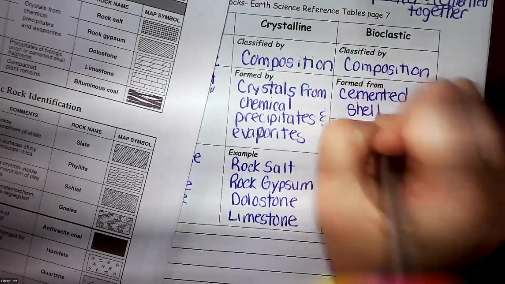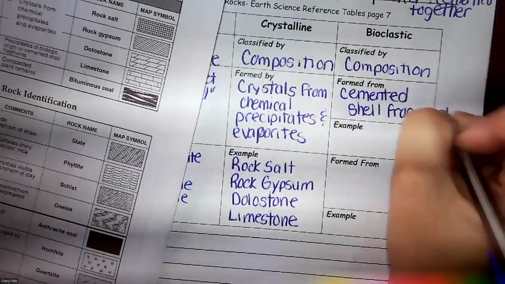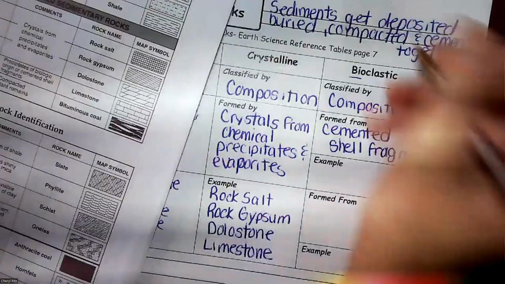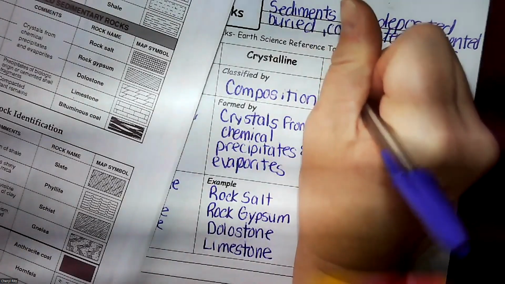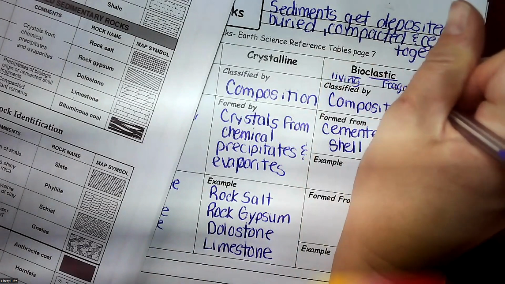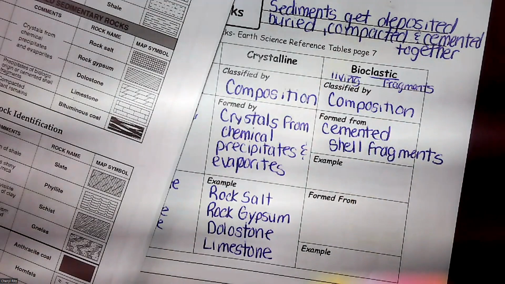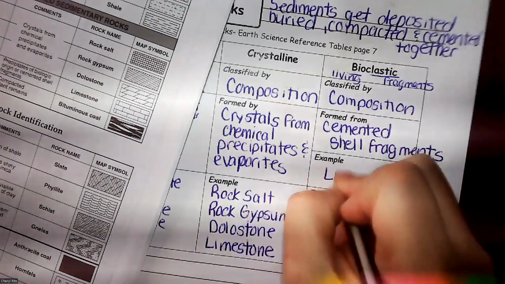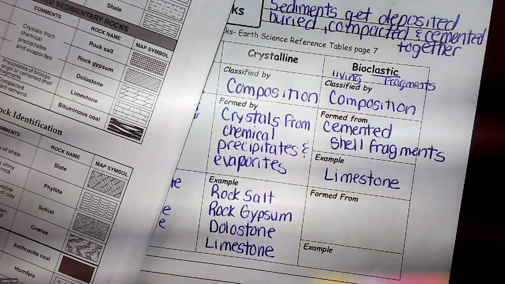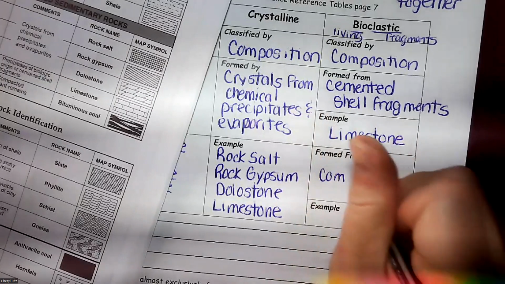Why is that the bioclastic part? Yeah, so remember we've got bio, which means living. Plastic means fragments. So we want the fragments of living things. So that's where we've got shell fragments. So that one's going to be limestone. And the other one is compacted plant remains.